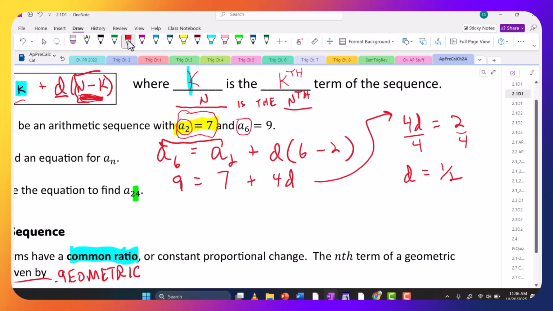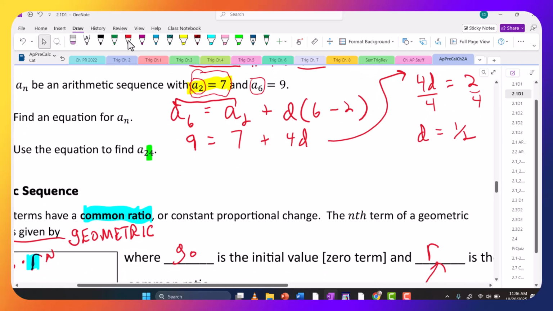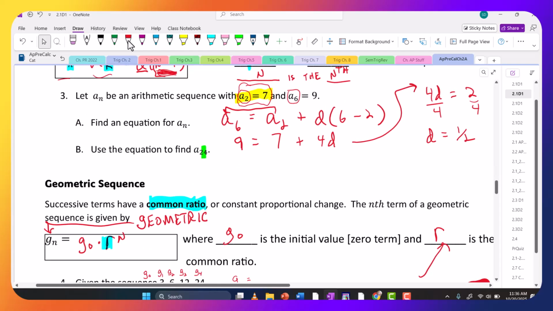A sub 3 would be 7.5. A sub 4 would be 8. A sub 5 would be 8.5. A sub 6 would be 9. I just added a half 4 times, and it made sense. Okay, so how do I deal with this next?